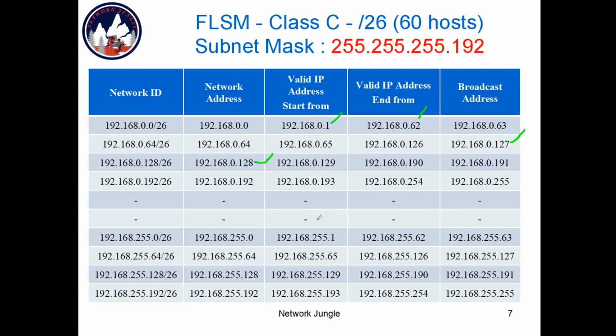Likewise, for the class C private IP segment 192.160.0.0/16, it can be divided into fixed length subnets. So that is /26 for the entire structure. The last subnet for the class C private IP is 192.160.250.192/26. Then 193 to 254 are the valid IP addresses, and the last one is the broadcast address.